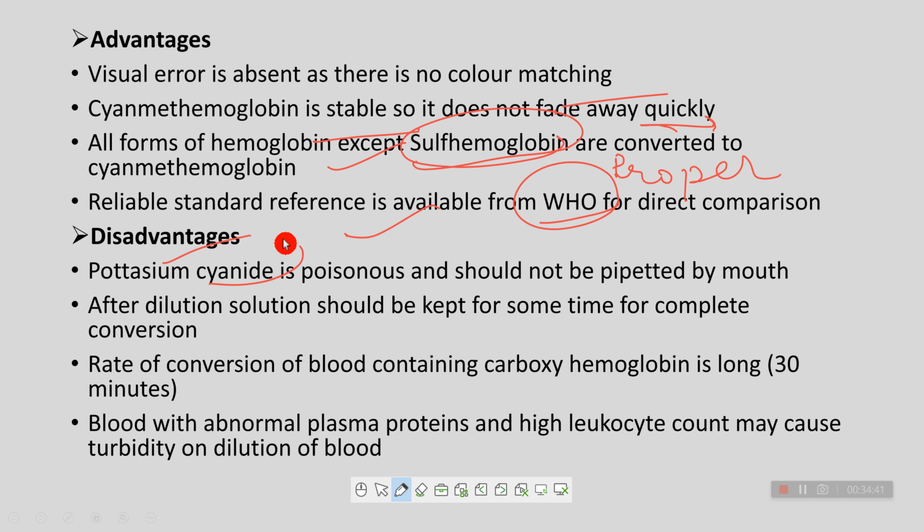Now what are the disadvantages? It contains potassium cyanide, which is poisonous, so it should never be pipetted with the mouth. After dilution, the solution should be kept for some time for complete conversion. You cannot get it rapidly, so you have to wait for 5 minutes. This is a disadvantage. The rate of conversion of blood containing carboxyhemoglobin is slow, and blood with abnormal plasma proteins and high leukocyte count may cause turbidity on dilution of blood. So it can give an error while assaying in the colorimeter.